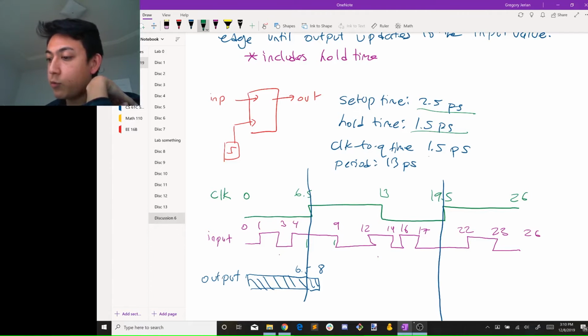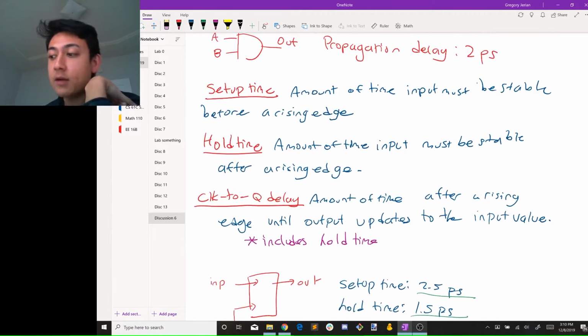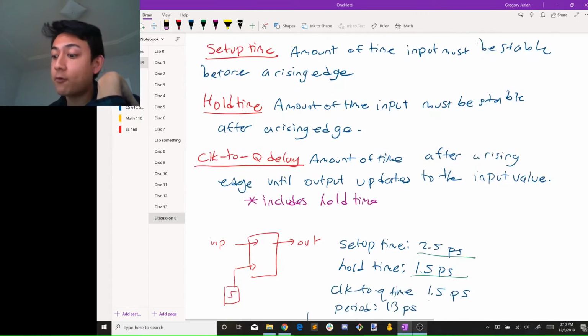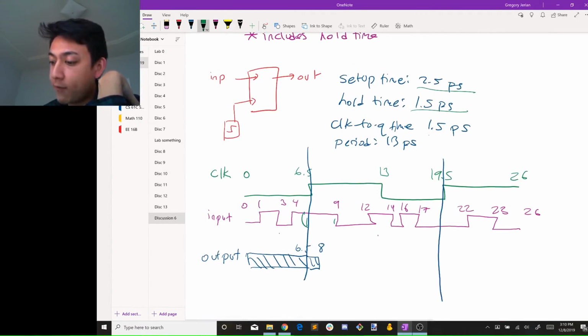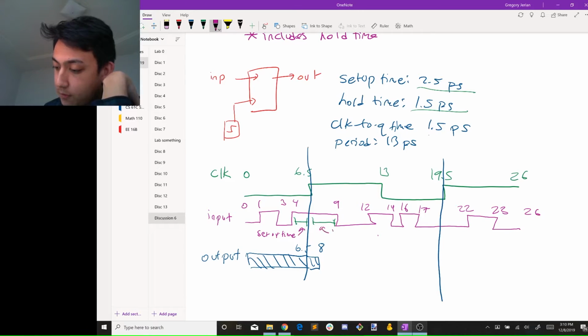So we know that the setup time is defined as the amount of time the input must be stable before a rising edge, and the hold time is the amount of time the input must be stable after a rising edge. So right here we have our rising edge and we have our input, and we want to make sure our input is stable for the setup time before the rising edge, and here's the hold time after the rising edge. So this is the setup time, and this is the hold time. It's the amount of time it's stable before and after.